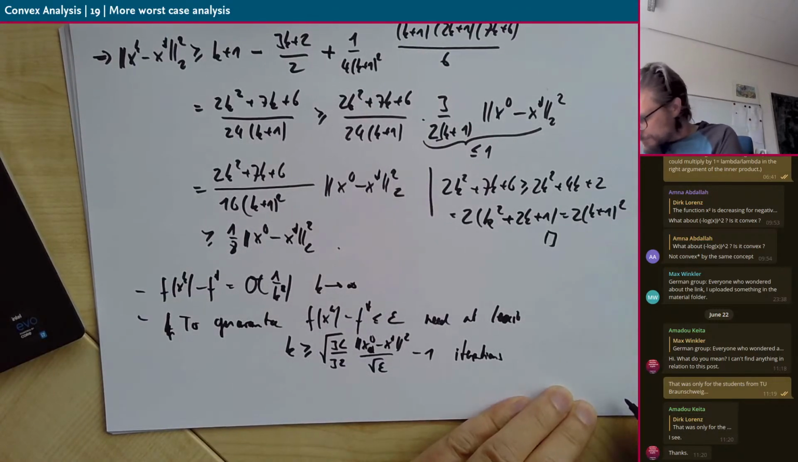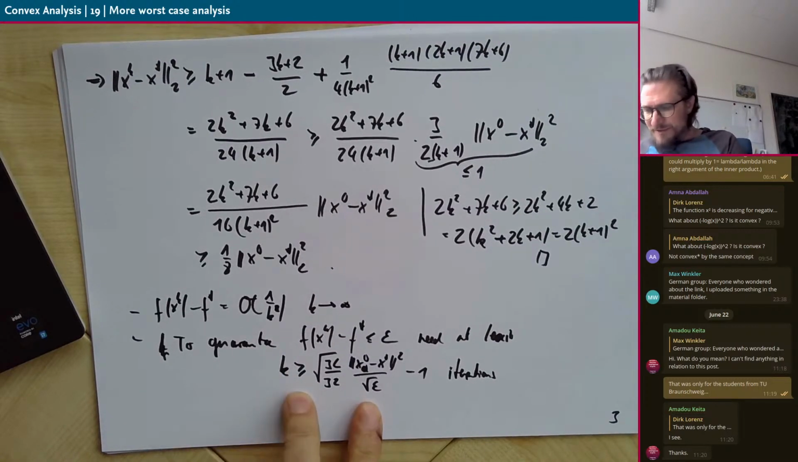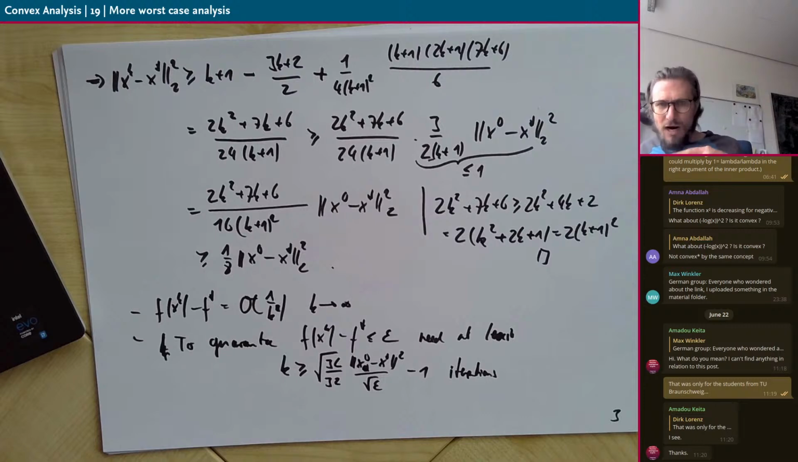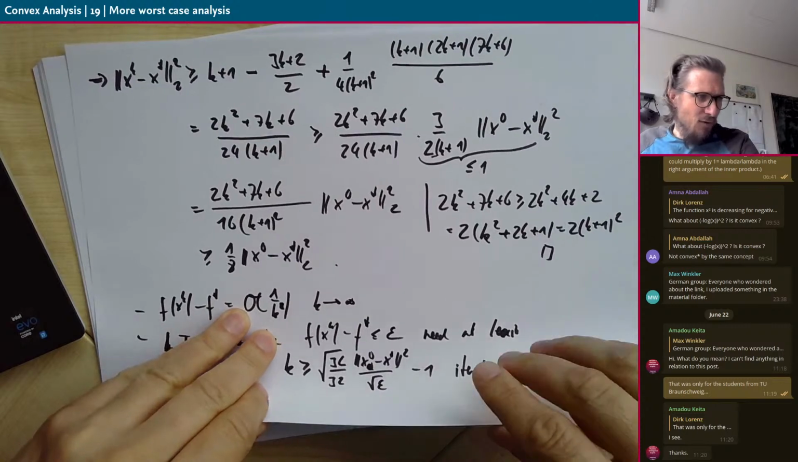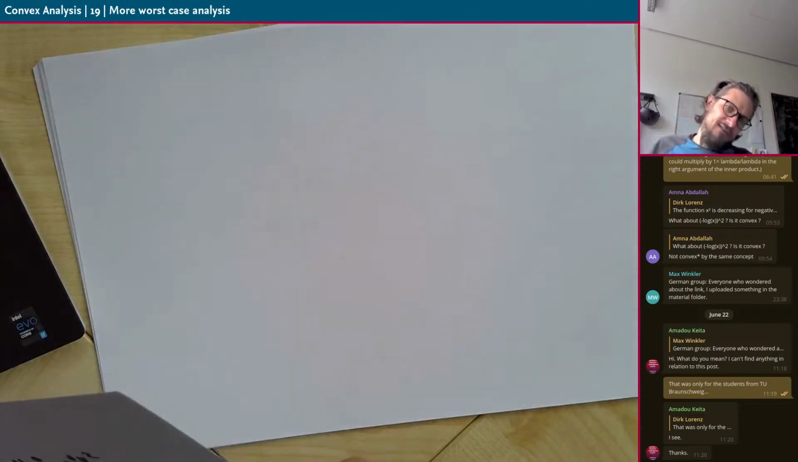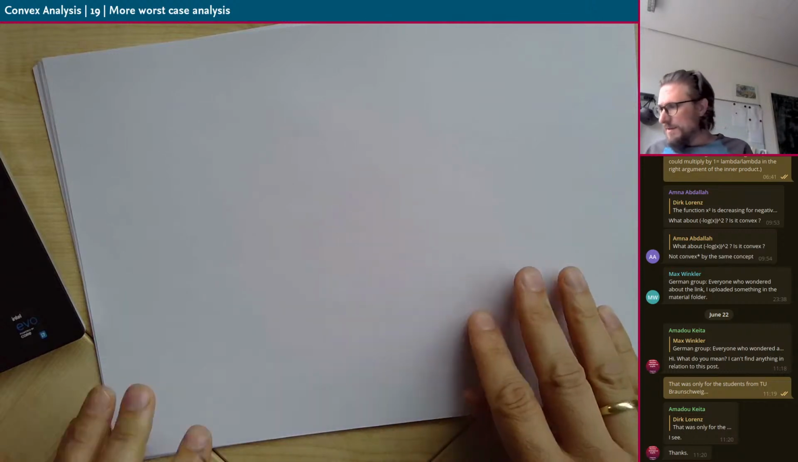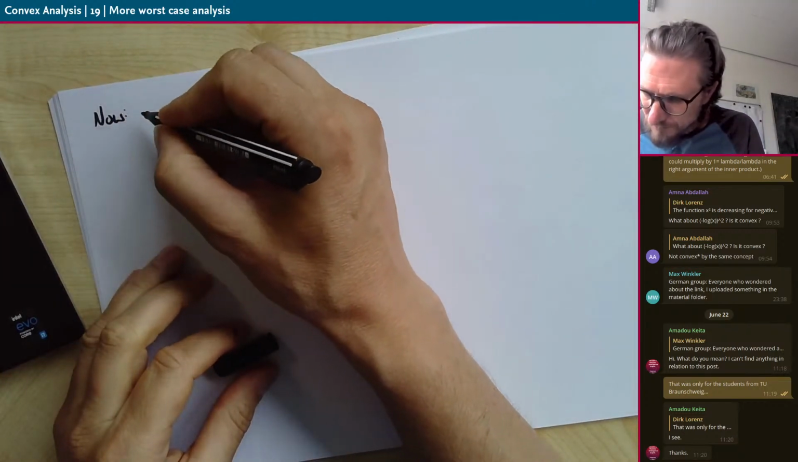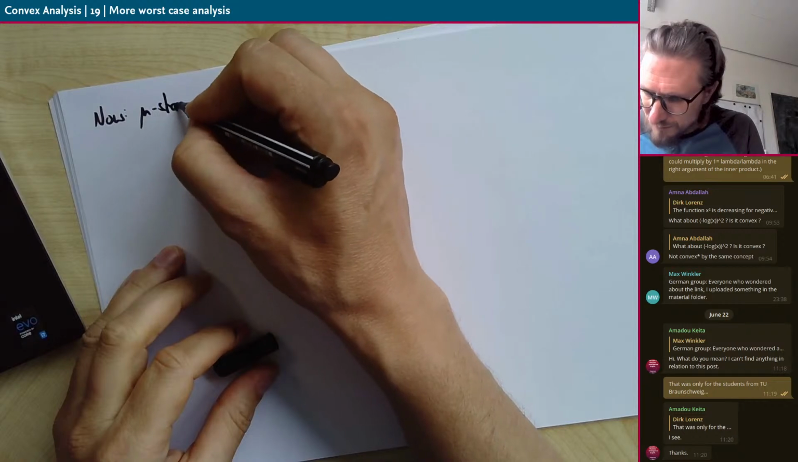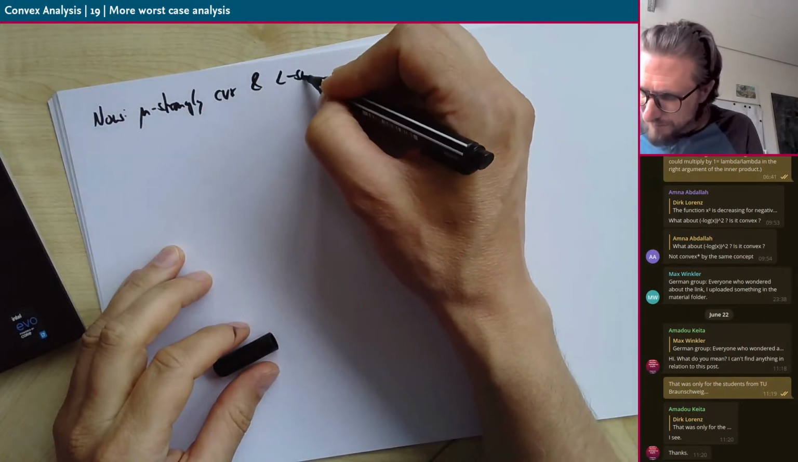Okay, that is the result for convex and L-smooth. That's the scaling. K has to go up like 1 over square root of epsilon goes down. Okay, so now let's come to the strongly convex and smooth case. So, mu strongly convex and L-smooth.